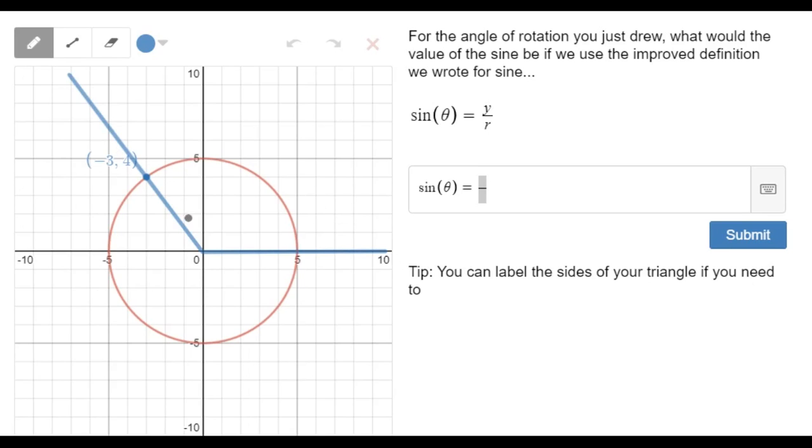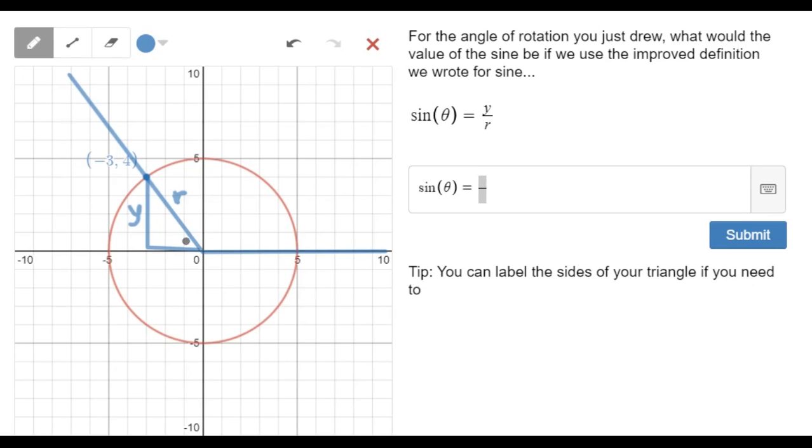Now they want us to find the sine ratio of this angle using our new definition, which is y over r. So if it helps, we can go ahead and draw the triangle in here. Okay, r is going to be this length here. Y is going to be this length here. And so the sine ratio is y over r.